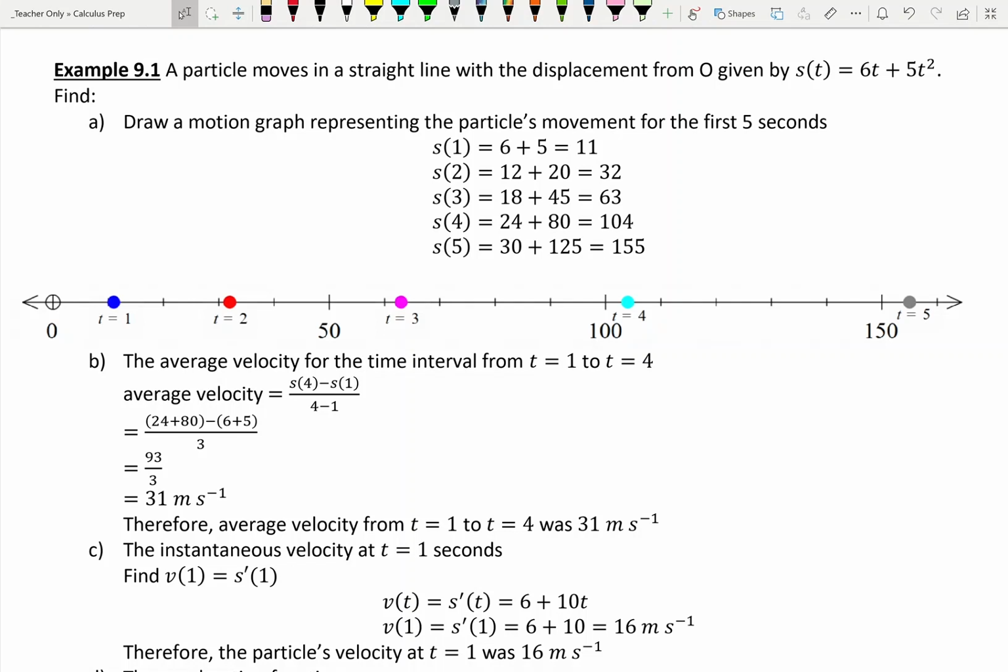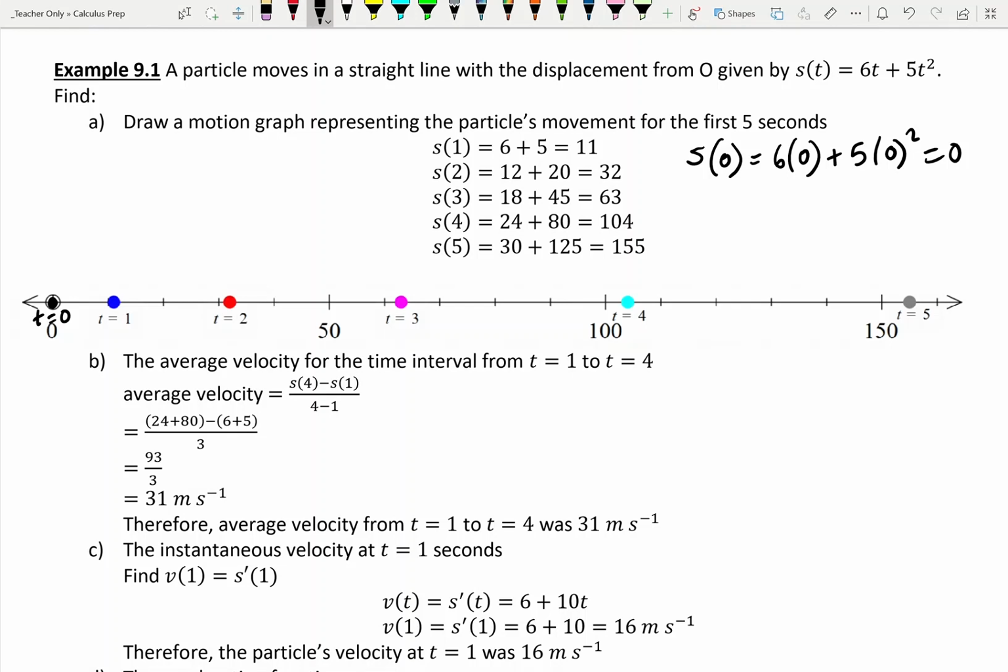And in fact, there's one missing. We need to know our original position, s of 0. 6 times 0 plus 5 times 0 squared is 0. So we have a dot at t equals 0 over on the very start of the number line. From there, we've calculated S1, S2, S3, S4, S5, and we simply plot them on a number line.